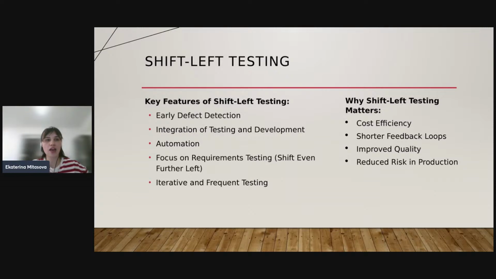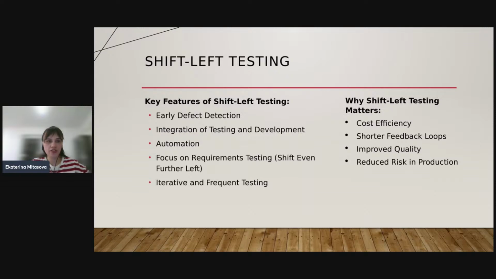And there is a focus on requirements testing. It's also referred to as shift even further left. Quality engineers participate in requirements and design reviews to catch misunderstandings or ambiguities early. And there is iterative and frequent testing. Testing occurs in parallel with development, as in agile sprints, ensuring each incremental deliverable is thoroughly tested.